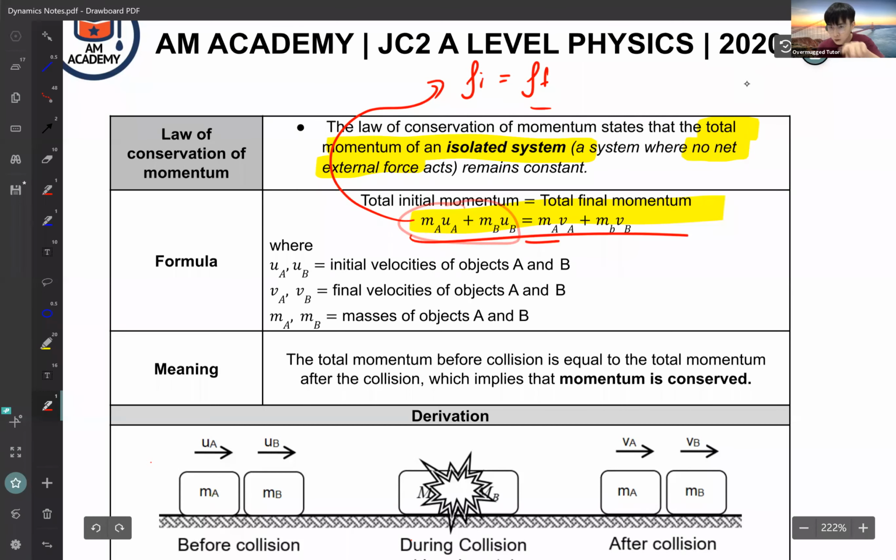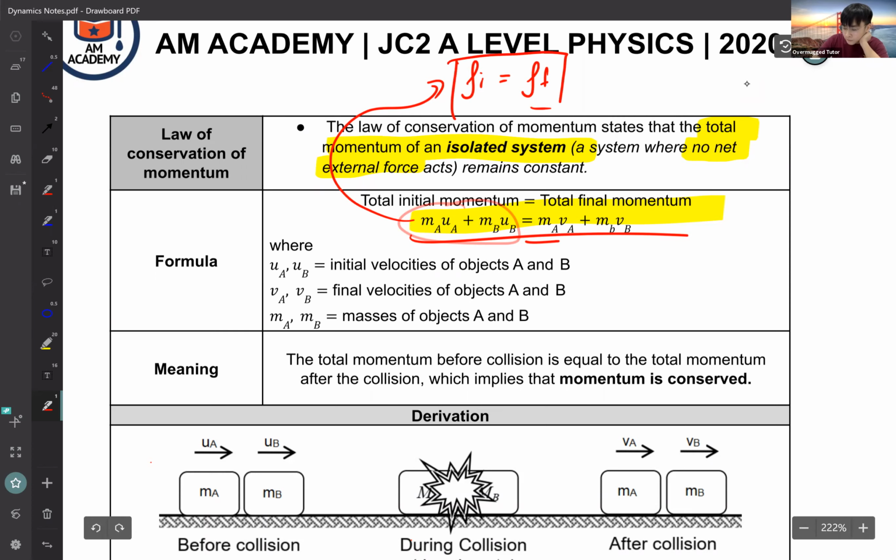For example, if you look at this, MAUA, MBUB, MAVA, MBVB, this works for a collision of 2 bodies, and it's very common that you're tested on a collision of 2 bodies. But what if your prelim comes up with a 3-body collision? Then how? This will crumple already. This won't work anymore.